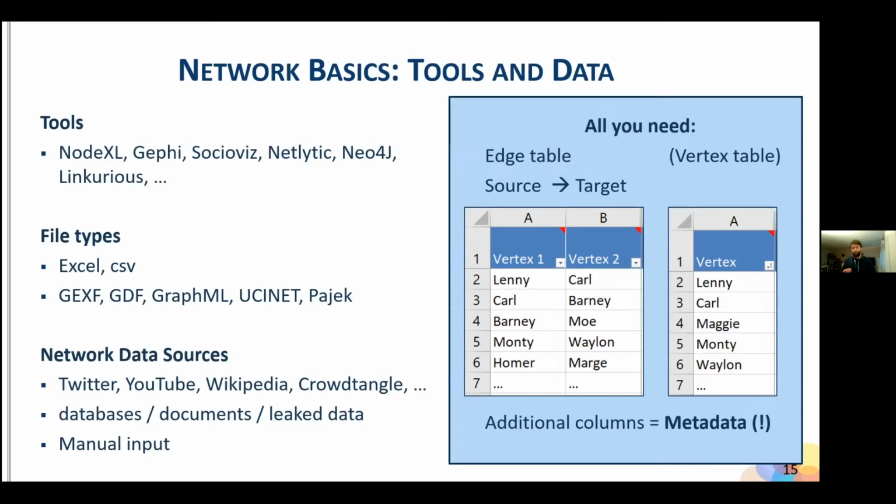And there are file types that you can use. So in general, you can find network structures in any table, an Excel table, CSV table, like you see here on the right. So there's a source and maybe a target. So this is an example from The Simpsons. So Lenny and Carl are friends, Carl and Barney are friends, or Homer and Marge are married. So that's just what you need to build a network.